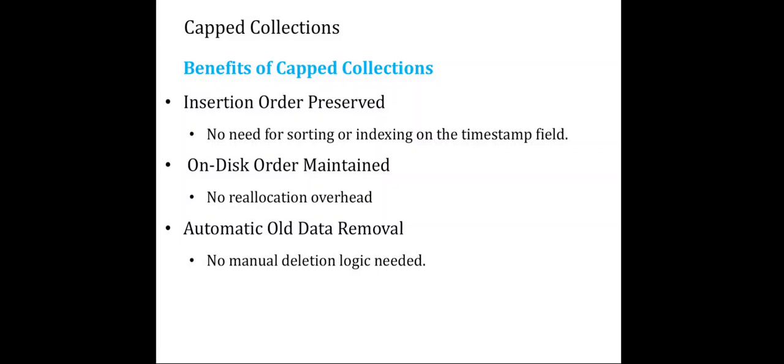And then finally, automatic removal of old data. When the collection becomes full, MongoDB automatically removes the oldest documents. We do not need to write separate code to delete old records. This reduces application complexity and maintenance effort.